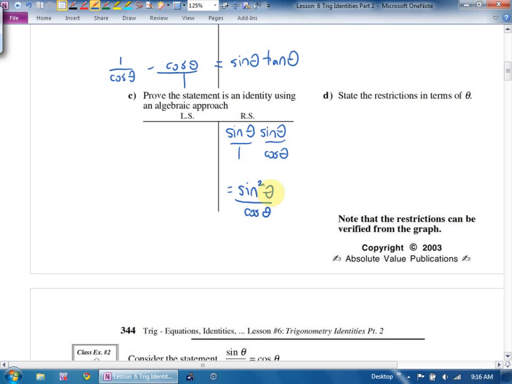When you're doing identities, one of the best things you can do is always move your eyes from the left side to the right side. Glance at the left, glance at the right, because I've already figured out part of my strategy. How many fractions do I have on the right side? One. How many fractions do I have on the left side? You know what I should probably do? Try writing this as one. Do you see how I figured that out just by looking?